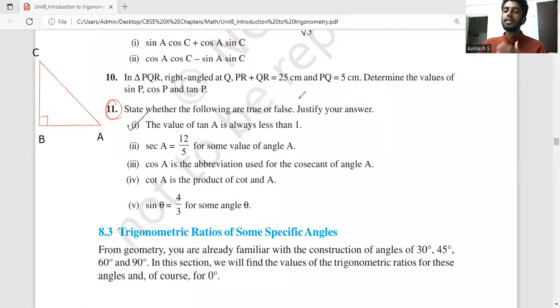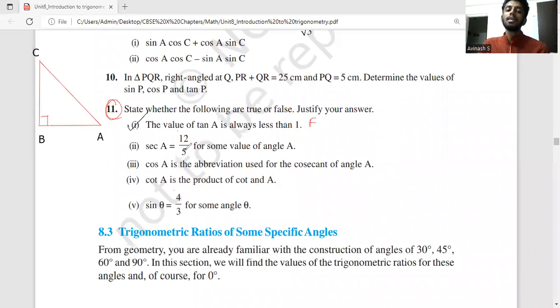We know that the formula for tan A is opposite by adjacent. If it has to be less than 1, then the numerator should be less than the denominator, which means the opposite side should be less than the adjacent side, which may be the case, but not always. So the first one will be false.